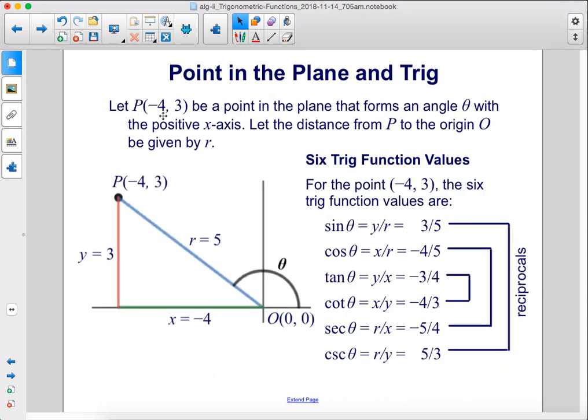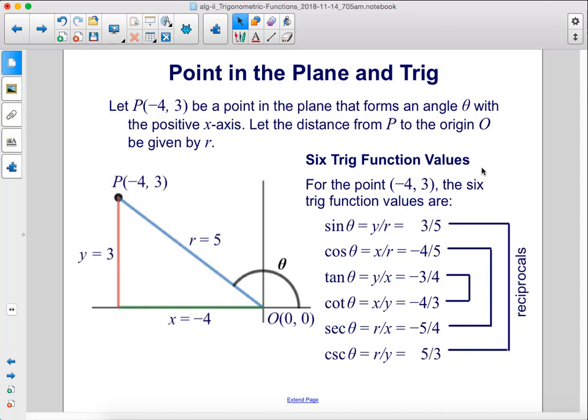Let P, -4, 3 be a point in the plane that forms an angle theta with the positive x-axis. Let the distance from P to the origin O be given by r. Alright, so we have our point here at -4, 3, so the x value here is -4, the y value is 3. So here we have our 3, 4, 5 triangle, which is a special right triangle.